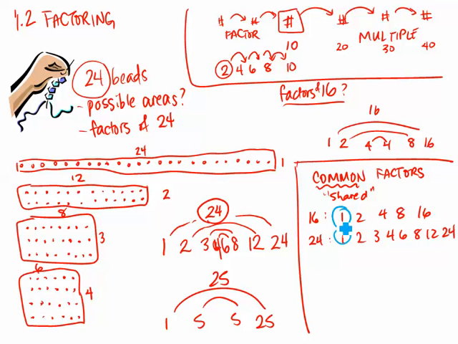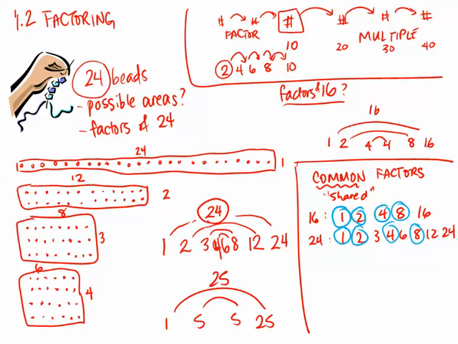Now let's look at other numbers that might be common. Well, 2 is a common factor. That means 2 goes into 16, and it also goes into 24. It's shared. 4 goes into both 16 and 24 as well. We look at 3. 3 goes into 24 because I have an 8 by 3 rectangle, but remember 3 doesn't go into 16, so it's not a common factor. 6 goes into 24, but 6 doesn't go into 16 evenly. I do see that 8 is shared, and the rest of the numbers don't share.